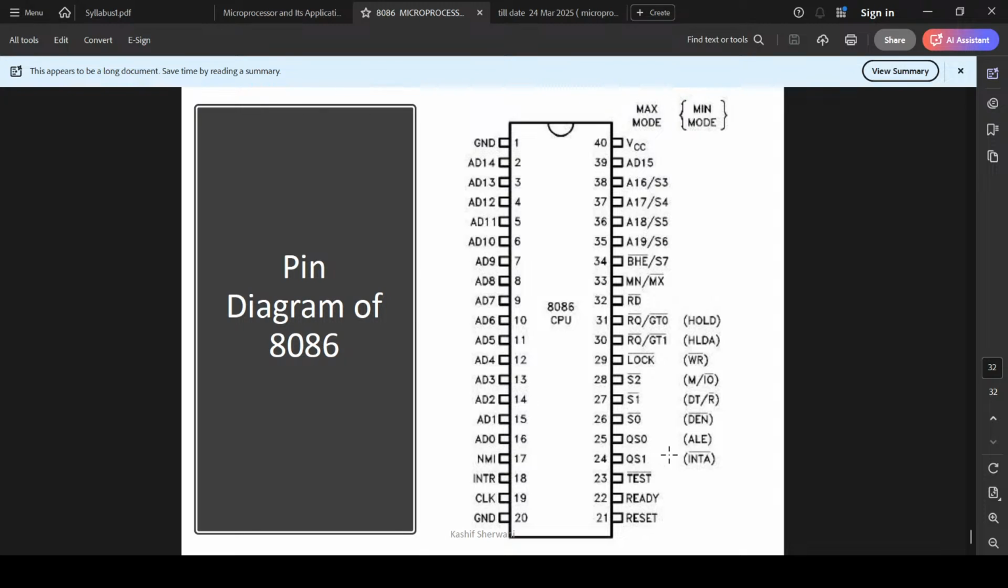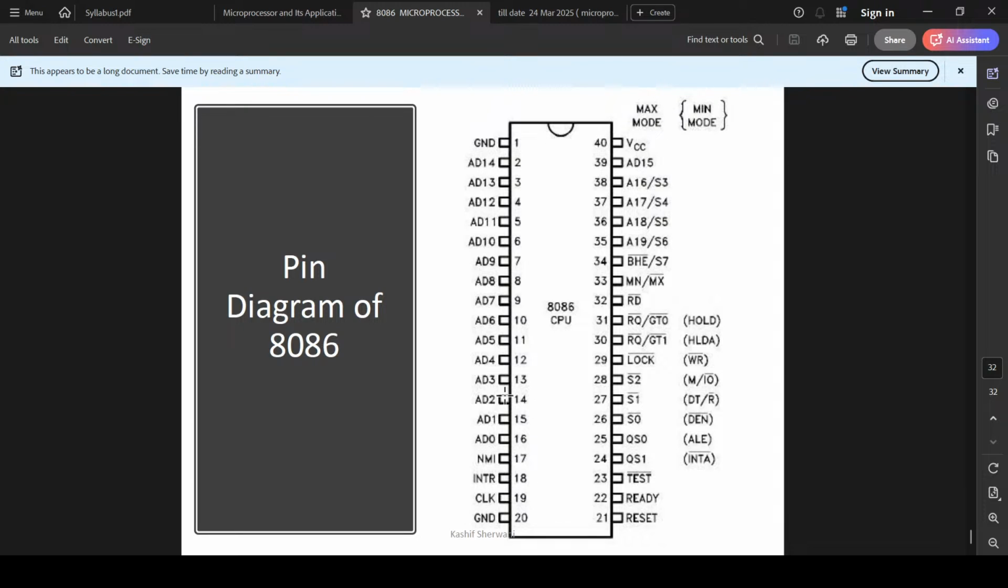Pin diagram of 8086, and the last page. Okay, this is the last page. As you remember, in the pin diagram of 8085 we used to have VCC here, now the VCC is here. The ground used to be here, and we used to have X1, X2. So now the ground and VCC are here.